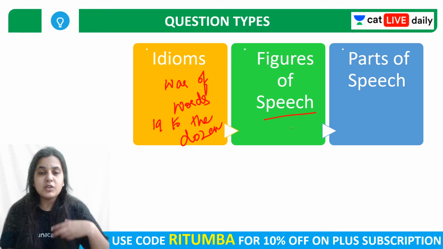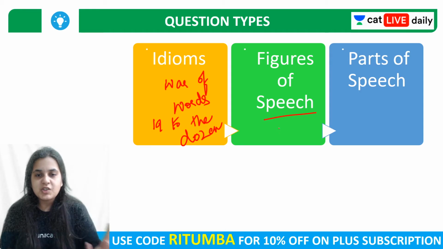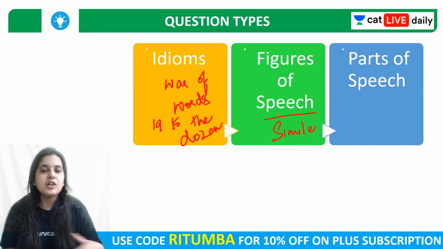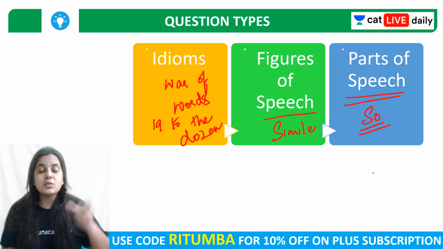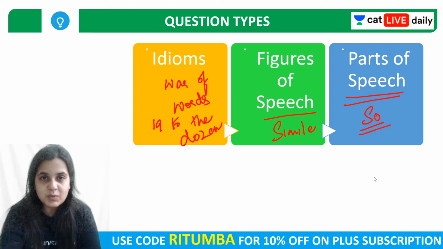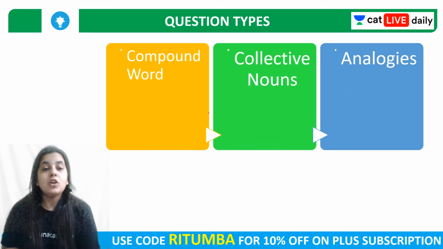Figures of speech. You were asked to identify the figures of speech, especially in slot 1. For example, which is a simile, which is a metaphor. You were asked to identify the parts of speech. For example, "so" was given. Whether so is used as a conjunction, whether so was used as an adverb, whether it's a preposition, what is the function of so. So parts of speech questions were there, figures of speech questions were there, and there were questions on idioms.